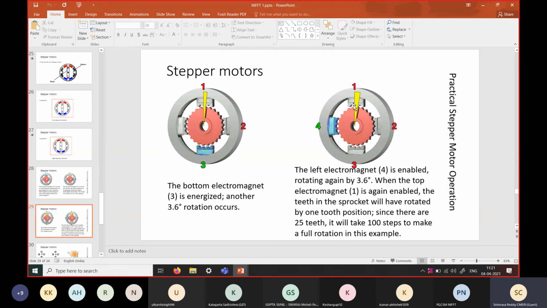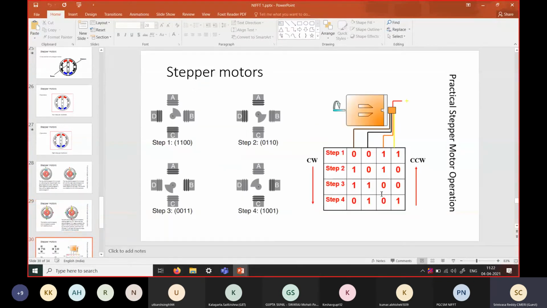So the stepper motor resolution, if we use a permanent magnet in place of a rotor, it is not possible, but due to the special construction practically we can achieve very good resolutions, even in terms of 0.5 degree, 1 degree, like that.